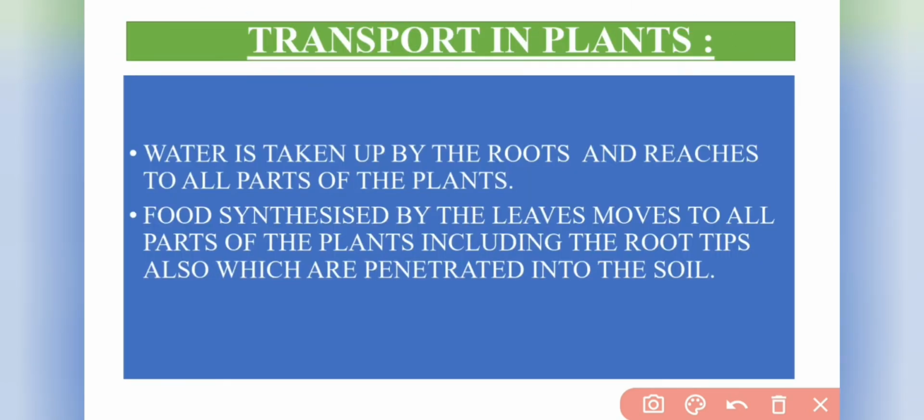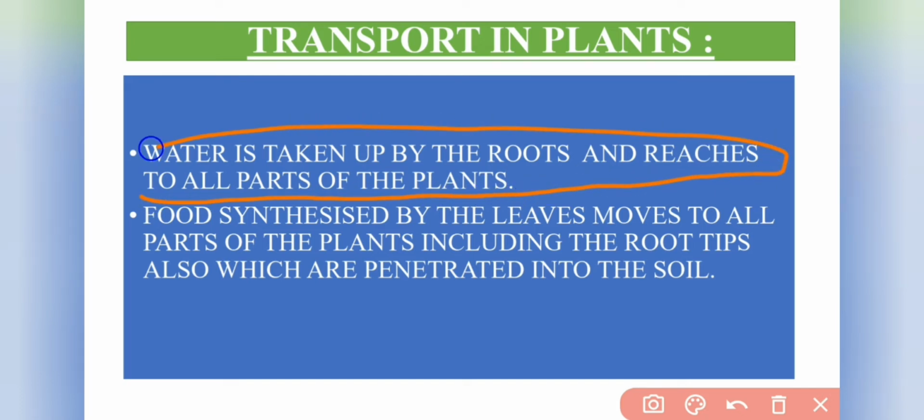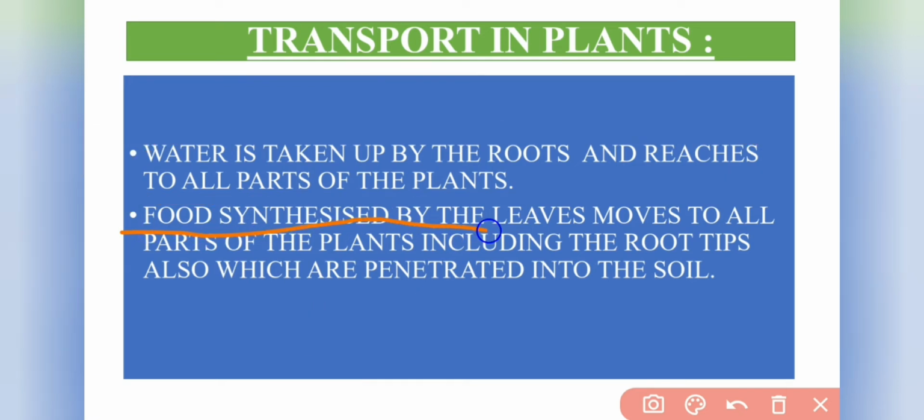Transport in plants. Water is taken up by the roots and reaches all parts of the plant. And next, food synthesized by the leaves moves to all parts of the plant, including the root tips, which are deeply penetrated into the soil. Leaves synthesize the food through photosynthesis.